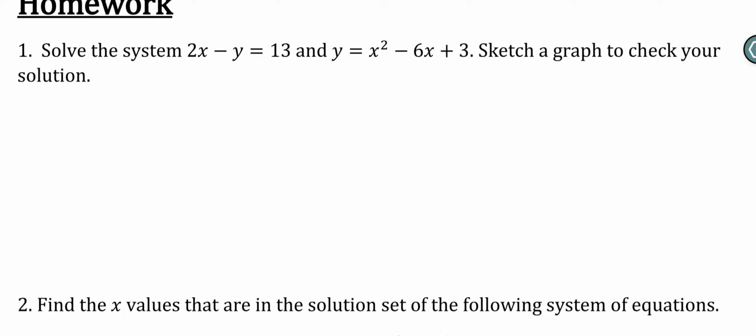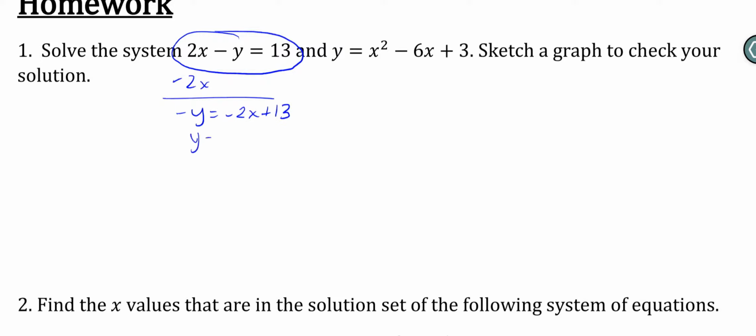So for number 1 I see this equation, that's my linear equation. It's always easier to solve the linear equation for x or for y. So if I subtract 2x to the other side, I get negative y is equal to negative 2x plus 13, or y is equal to positive 2x minus 13. Just by changing all the signs I can do that.